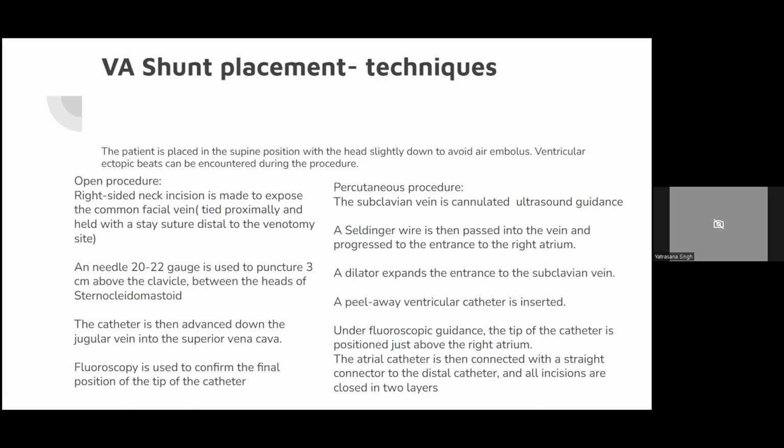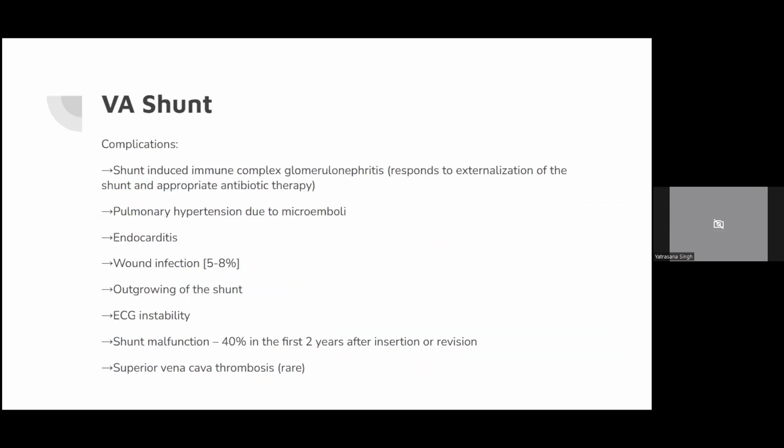With the percutaneous procedure, the subclavian vein is cannulated using ultrasound guidance, and a Seldinger wire passes into the vein, into the right atrium. A dilator expands the entrance to the subclavian vein, and a peel-away ventricular catheter is inserted. Again, fluoroscopic guidance can be used to confirm the tip of the catheter being positioned in the right atrium. The atrial catheter is then connected with a straight connector to the distal catheter, and the wound is closed in layers.